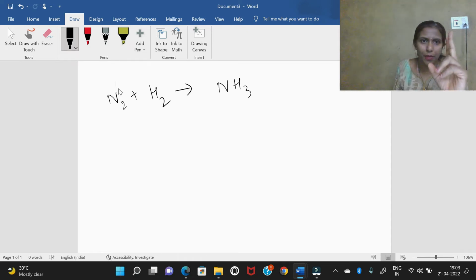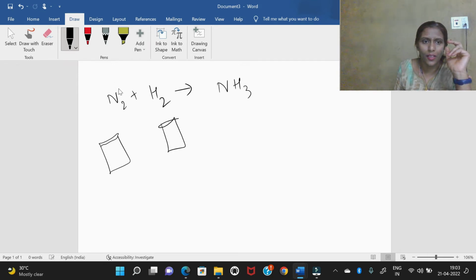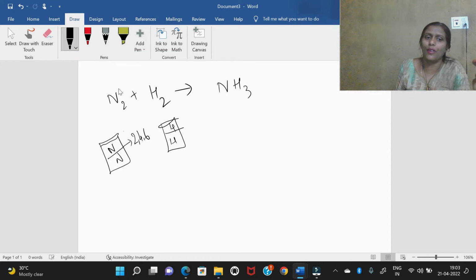It has made two separate bags. Okay, this is one bag, a goni. This is another goni. Here it has N and N, 2 kg. And here it has H and H, 2 kg. So, this is one goni. Next time, if it wants to supply, it will give another goni, another bag. So every time it becomes multiples of 2, 4, 6. Here again, multiples of 2, 4, 6.